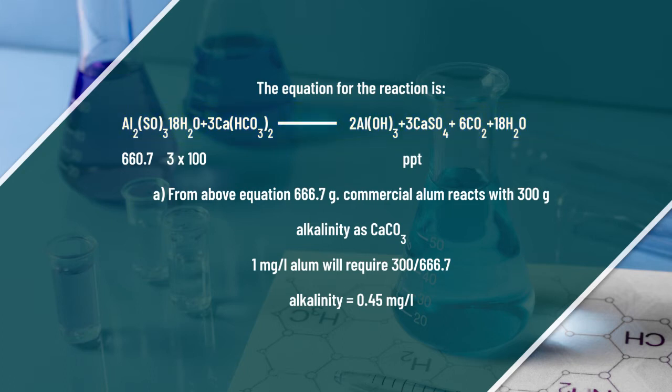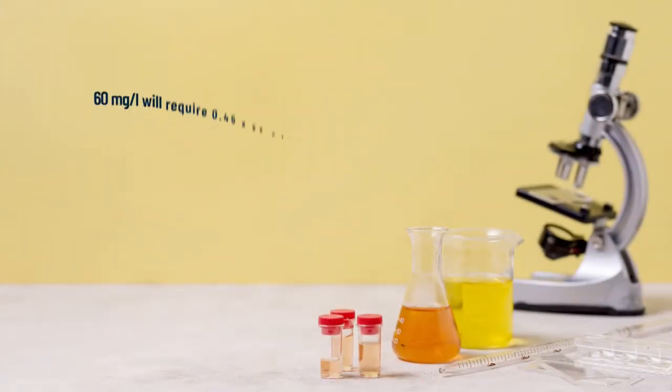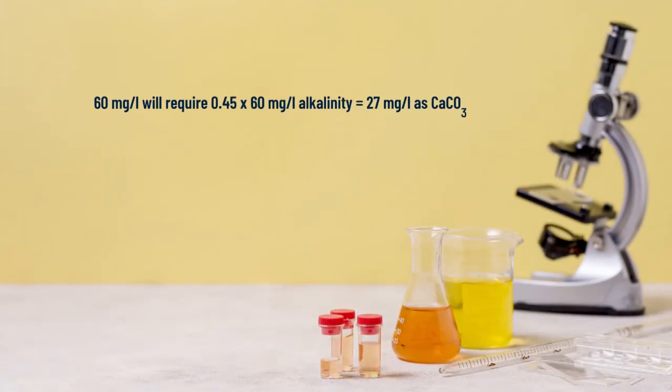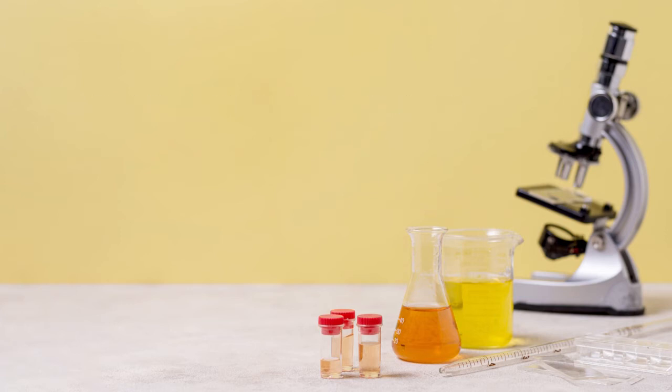So from our equation, 666.7 gram commercial alum reacts with 300 gram alkalinity as CaCO3. So 1 milligram per liter alum will require alkalinity equal to 0.45 milligram per liter. 60 milligram per liter will require, so the answer comes to 27 milligram per liter as CaCO3.